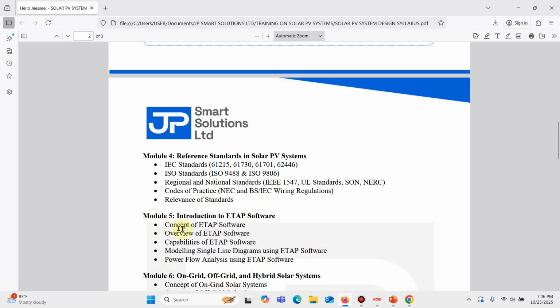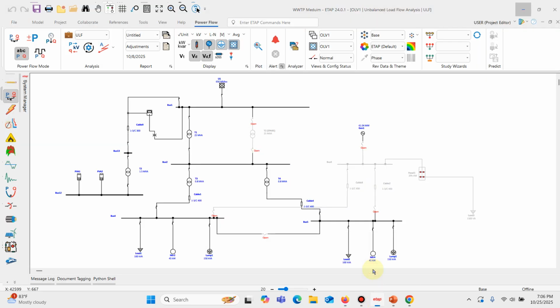Over here, we have the concept of ETAP software, the overview of ETAP software, the capabilities of ETAP software, how to model a single line diagram using ETAP software, and how to carry out a powerful analysis using ETAP software. Just a quick preview, this is the software we are talking about here.